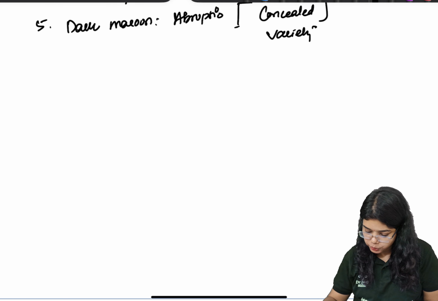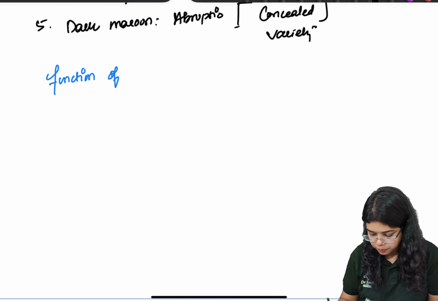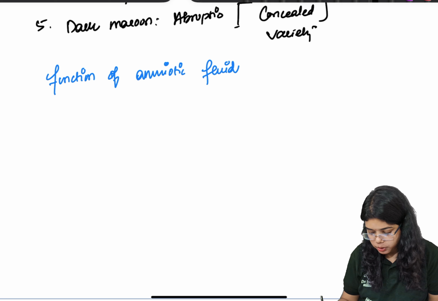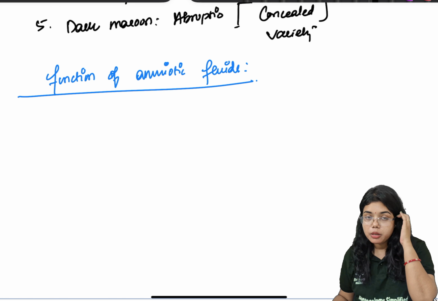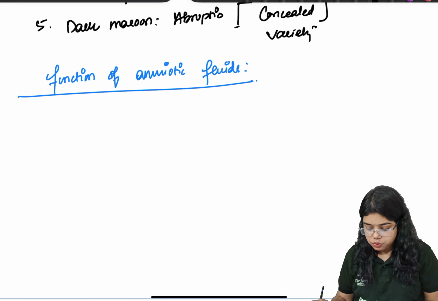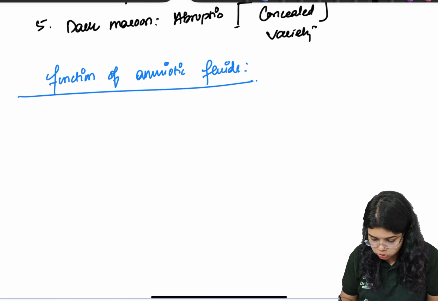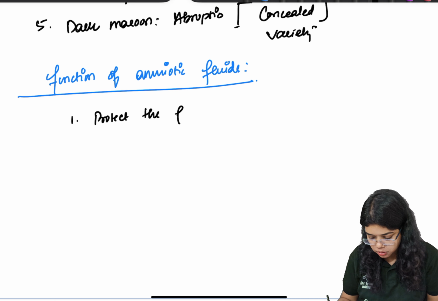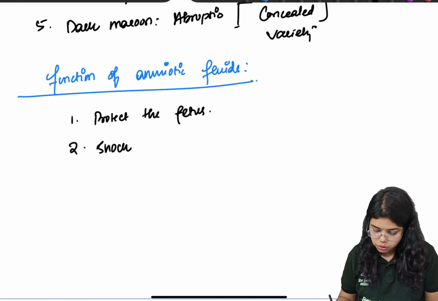See, the function of amniotic fluid. So what are the functions? See, nutrition is not the function of amniotic fluid. Okay, that is not the main function. You must be thinking that nutrition is the main function of the amniotic fluid. No, the nutrition comes from the maternal blood. But the main function is to protect the fetus. Protect the fetus by shock absorber.